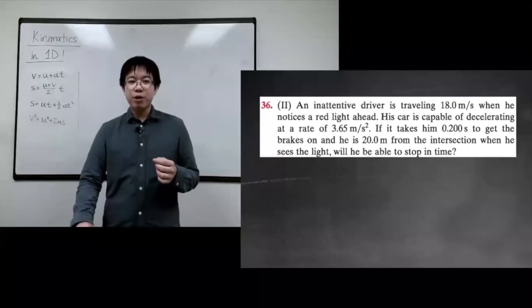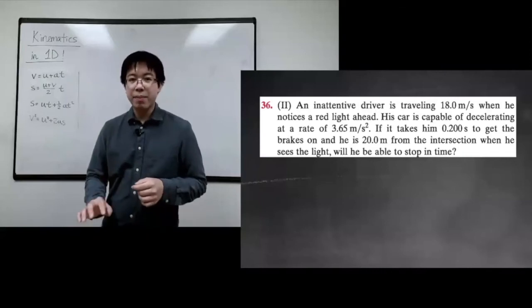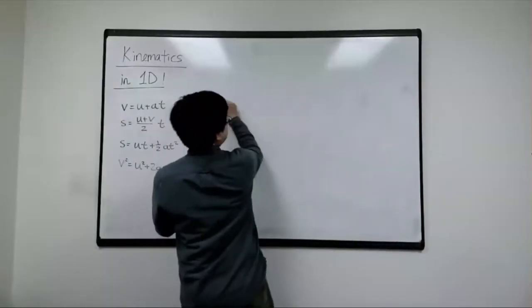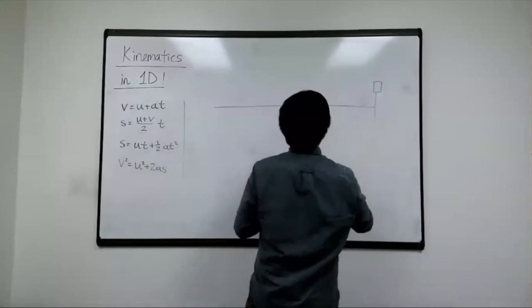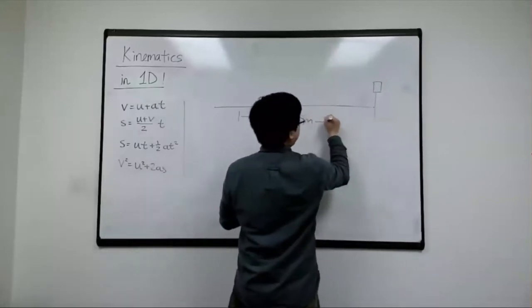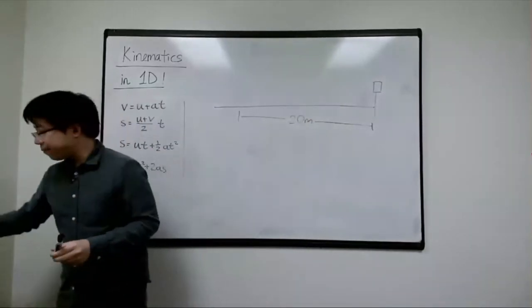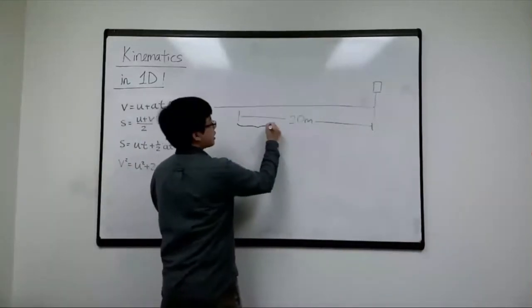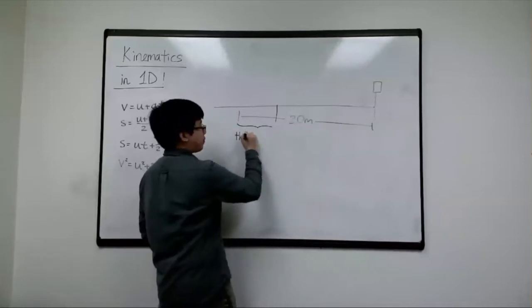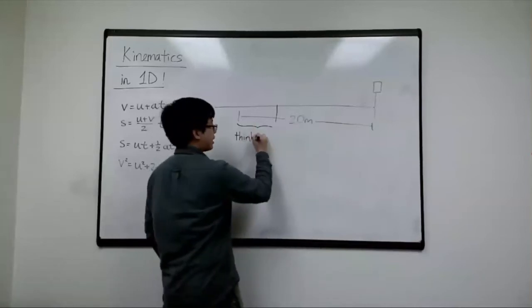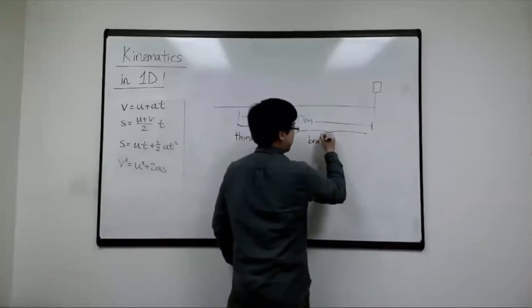Okay, so how to approach this? Let's go back to the big screen and draw out the situation, what's happening. Let's say this is the intersection, where the lights are, and you are 20 meters away from it. You need to first realize that in the first certain amount of distance, you're still reacting. So this is the reaction time, and in these types of studies, it's called the thinking distance or the reaction distance. And this is the braking distance.